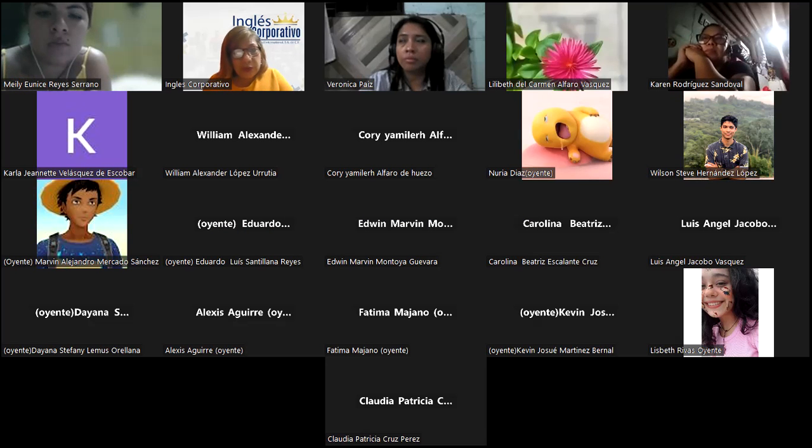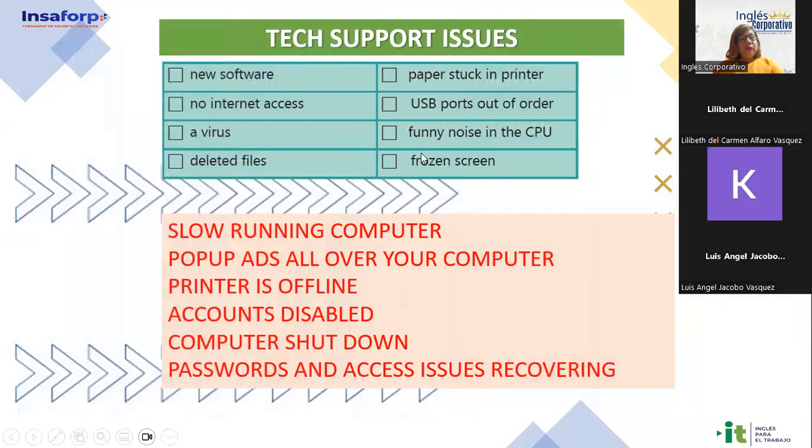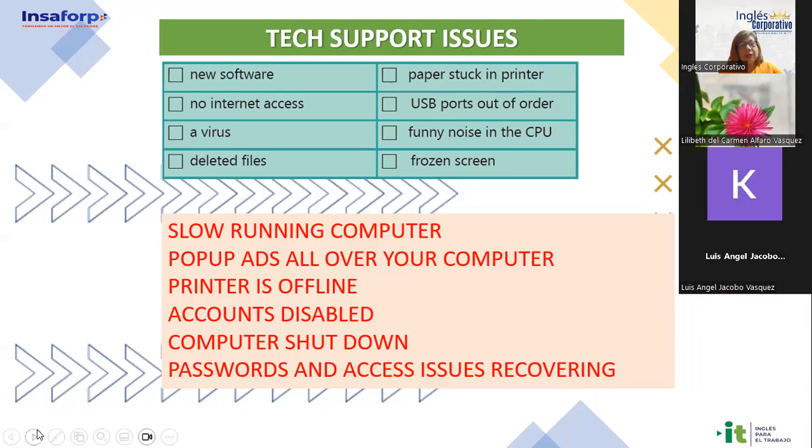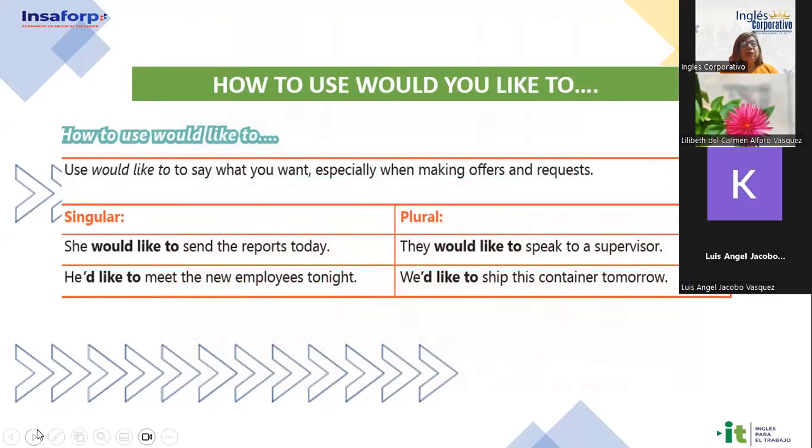Now we are going to continue with the presentation. PowerPoint, well, it's the same, right? I don't know why I stopped sharing. Okay, the next is, remember the same problems that we studied yesterday? Slow running computer, pop-up ads all over your computer, printer is offline, accounts disabled, computer shut down, passwords and access issues recovering, new software, no internet access, a virus, deleted files, paper stuck in printer, USB ports out of order, funny noise in the CPU, frozen screen. You are experts now with this vocabulary, guys. Now, yesterday I explained this, but here, listen.